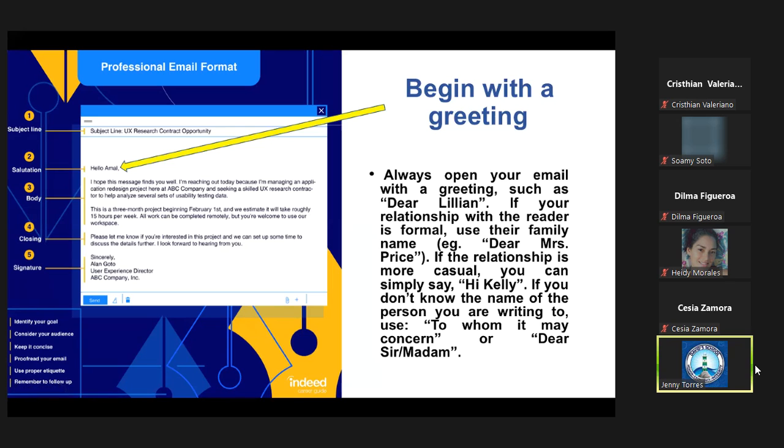Now, if you don't know the name of the person who's going to receive the mail, what are you going to do then? Well, you have to write to whom it may concern. That's an expression you're going to use instead of saying hello. You're going to say to whom it may concern, or dear sir or madam. So in this part, you're going to write to whom it may concern, or dear sir or madam.